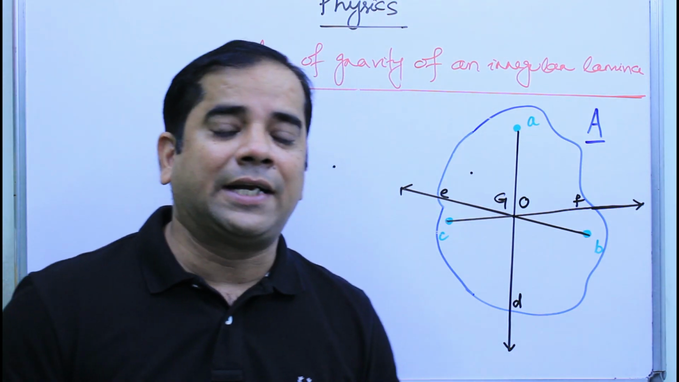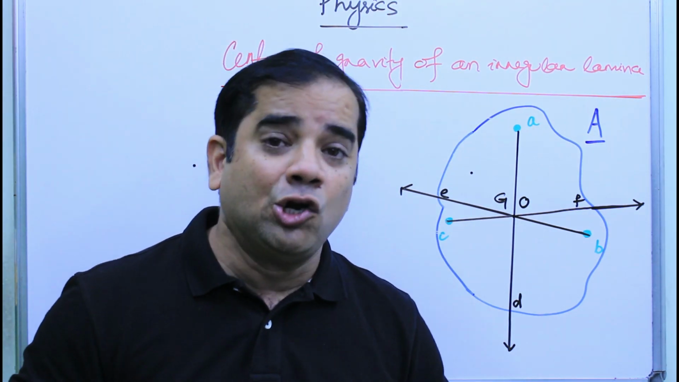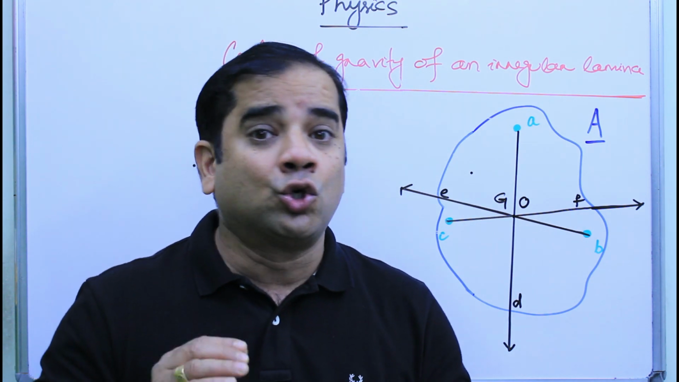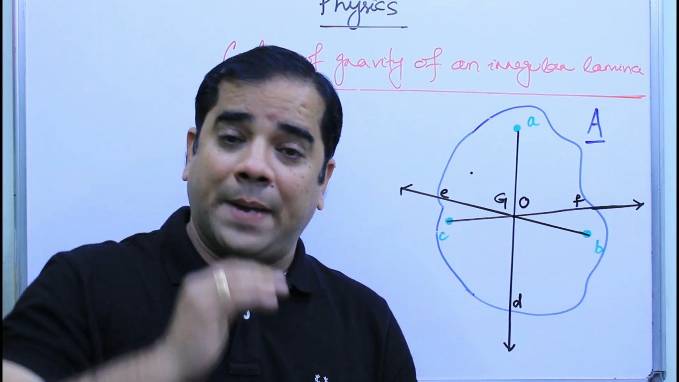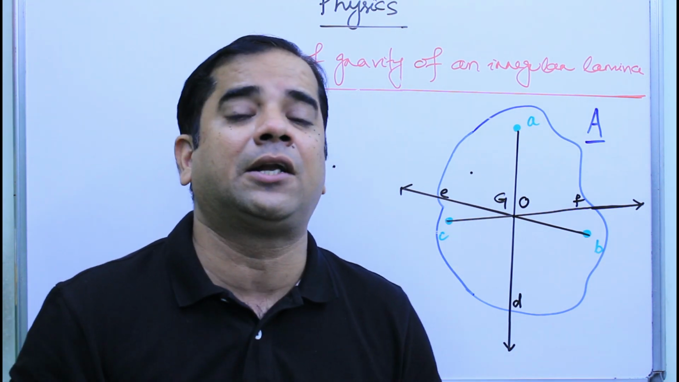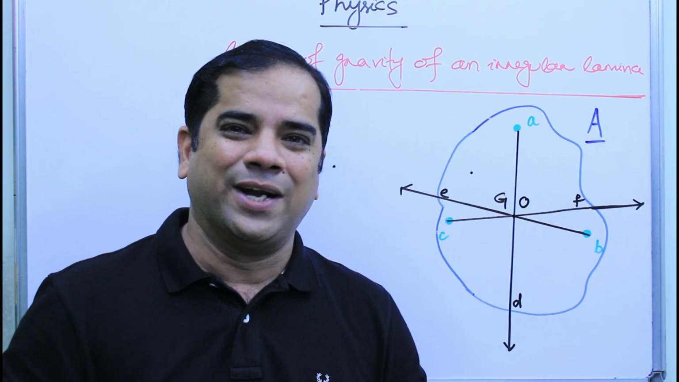One more thing to be noted is that for stable equilibrium, the center of gravity should lie as low as possible. That means it should lie just above the base and near the geometrical center of the body. Hope you understand.